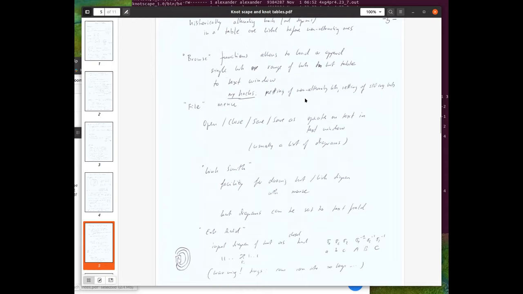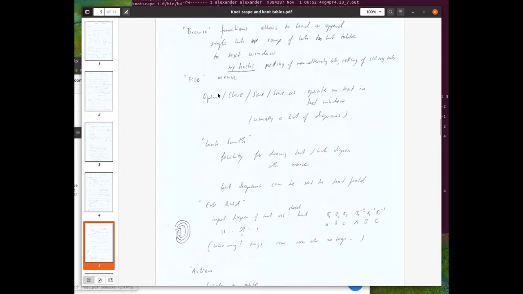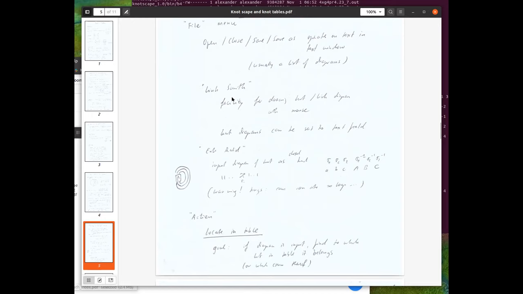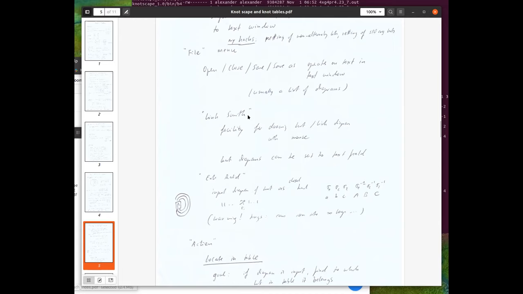Then there is a file menu which allows you to do some kind of text operations with the text window, so to open, close, and so on. This file menu contains something which is called Linksmith. This is very useful. This is some facility to draw a link or knot in a window, and then to insert this into the text field.